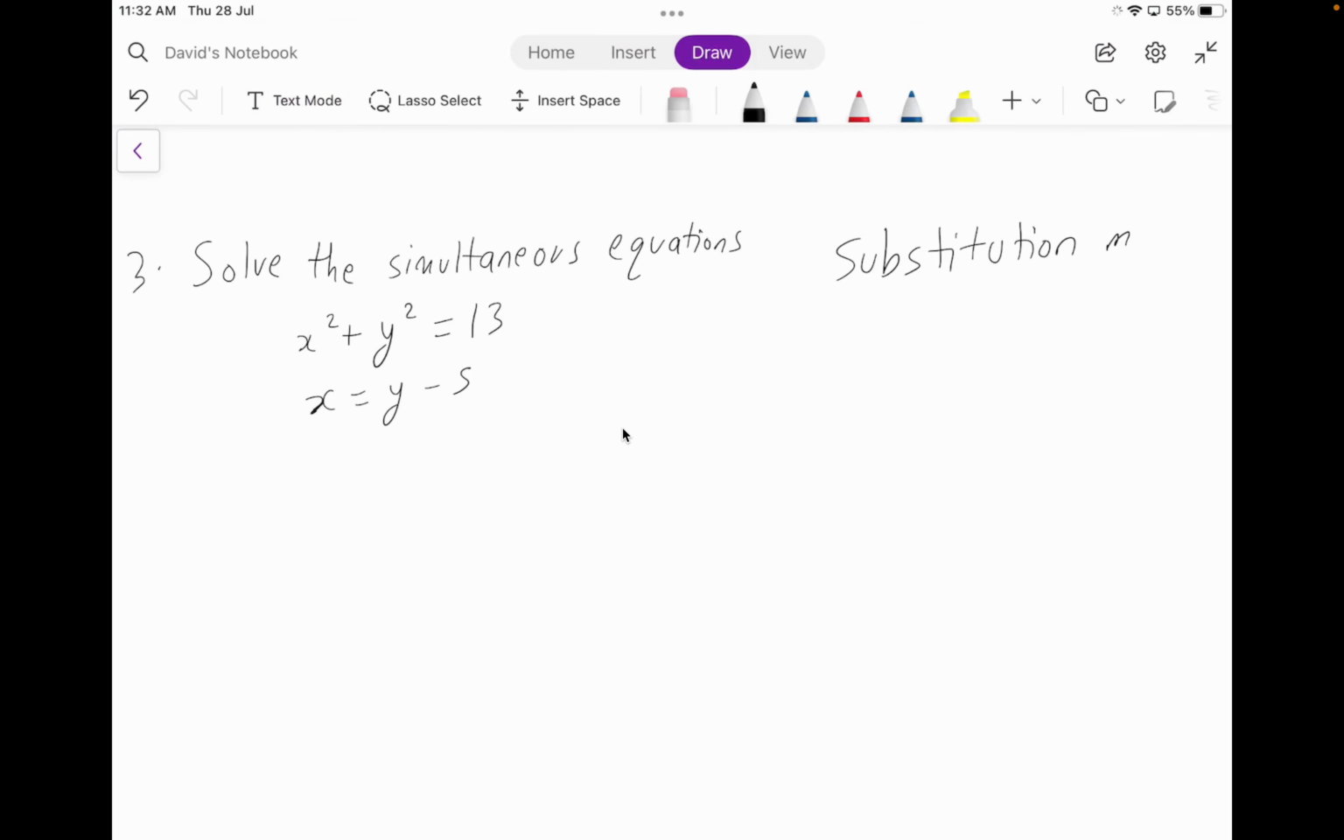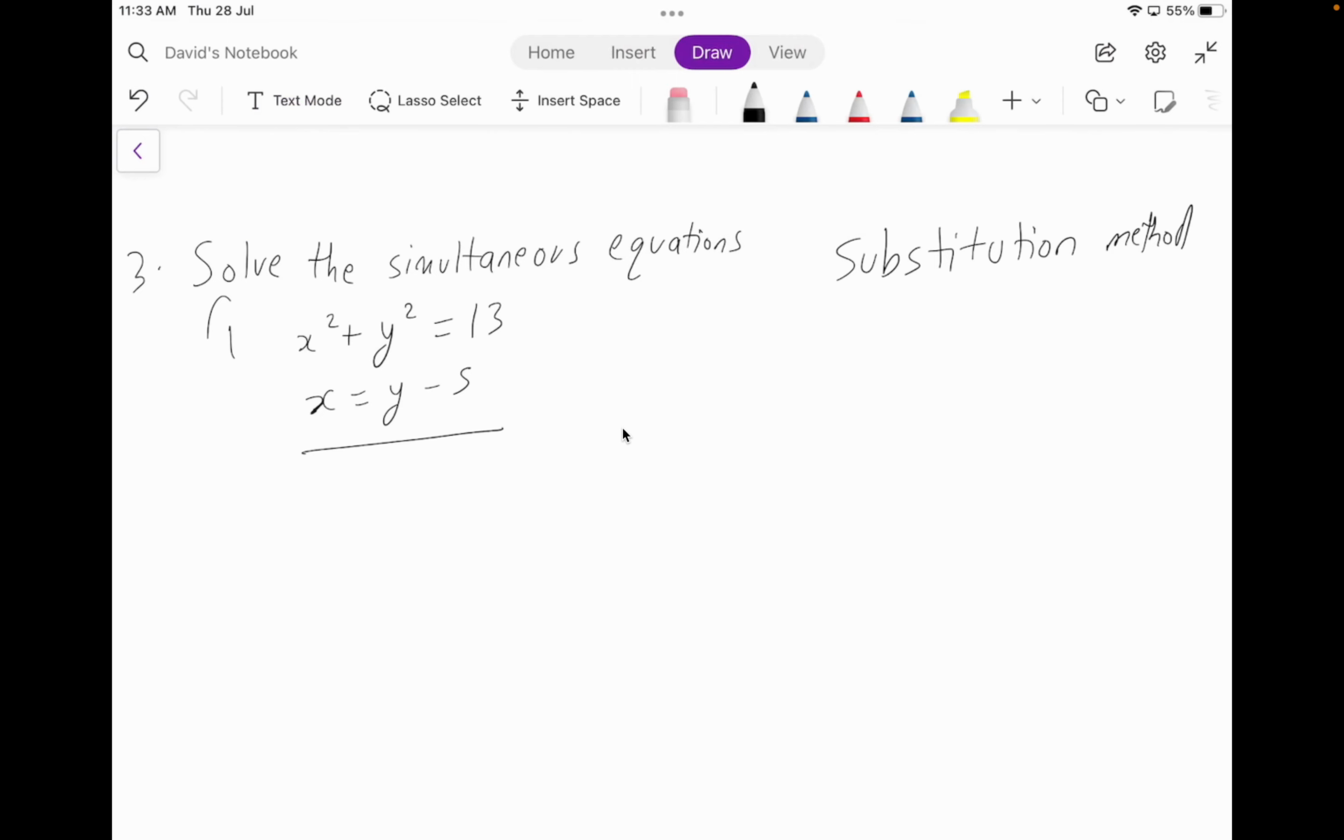So the substitution method is where we make one variable the subject of the formula and use that to find the value. Sometimes the questions clearly give you the subject of the formula. Like in this case, in the third question, we have to solve the simultaneous equations. Here we have x is equal to y minus 5. So they're clearly giving us the value of x, that x is equal to y minus 5.